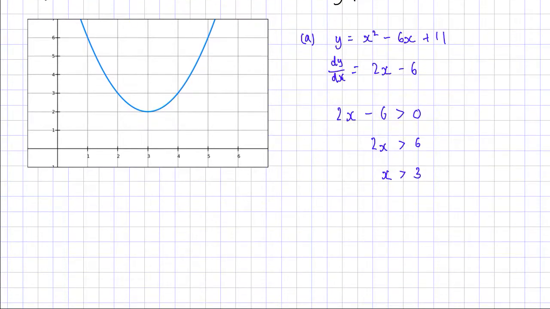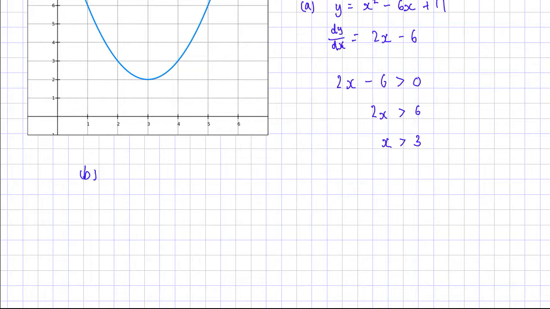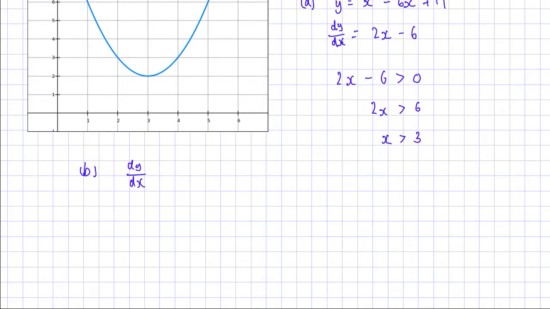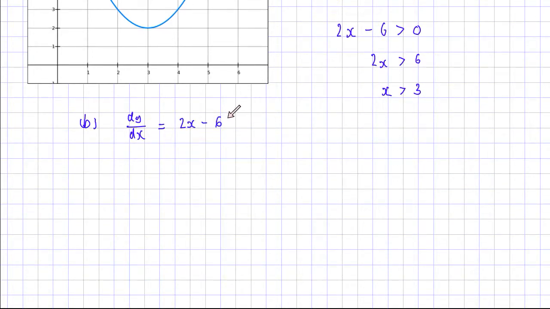So I've already got the gradient function dy over dx, so I'm going to start by writing that. So for part B, I have dy over dx equal to 2x minus 6. Okay, so where is it decreasing? So it's decreasing when the gradient is negative, or I can say less than 0. Okay, so I can say 2x minus 6 is less than 0. Okay, so now I can solve this. So 2x is less than 6, and then I have x is less than 3.